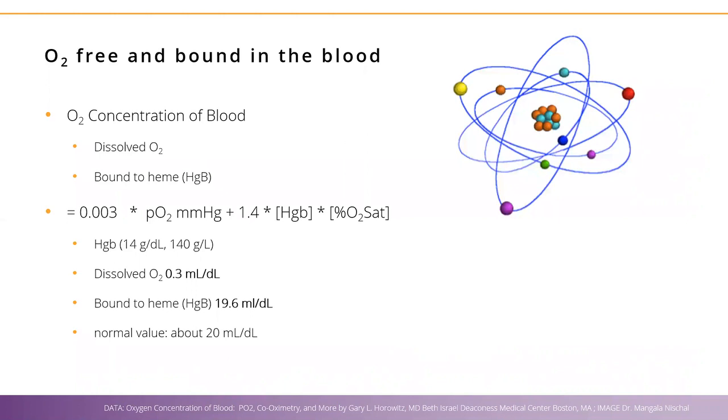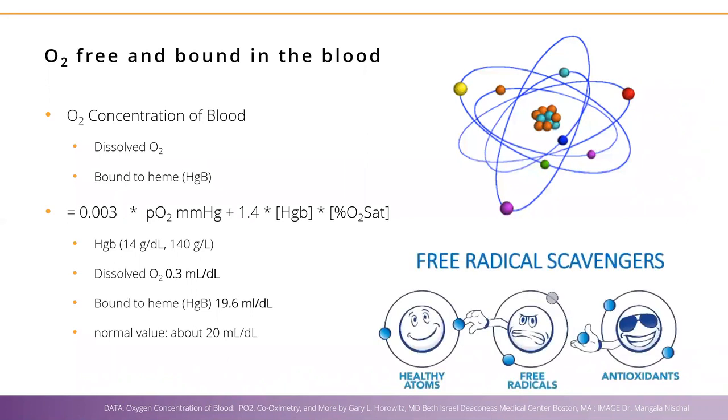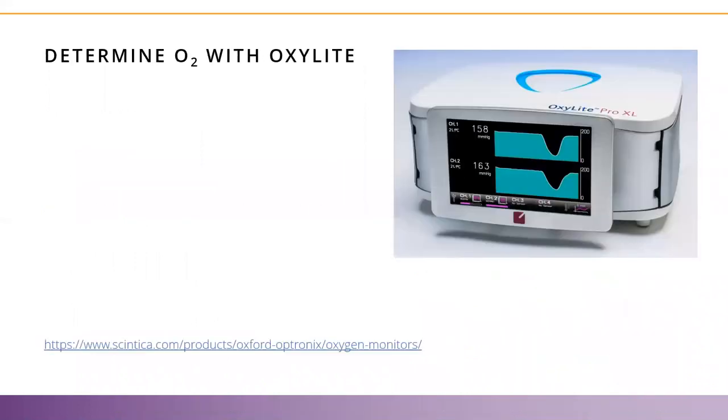But it is actually the free oxygen that can radicalize and do its effect in the cells. So there is the role of the antioxidants to treat the free radicals. And that gives the additional focus that you preferably need to determine the free oxygen and not the bound oxygen. And there we have an option of using the Oxylite System.